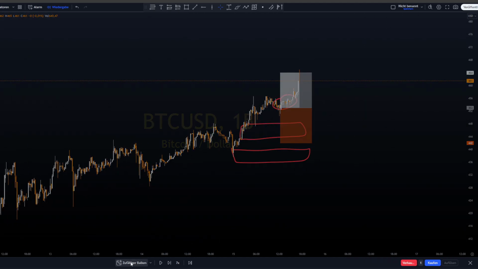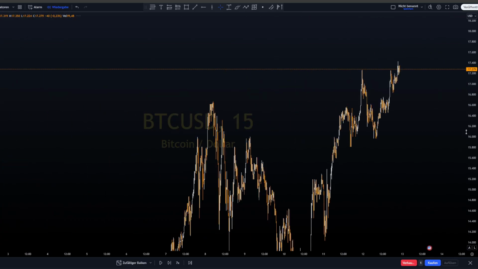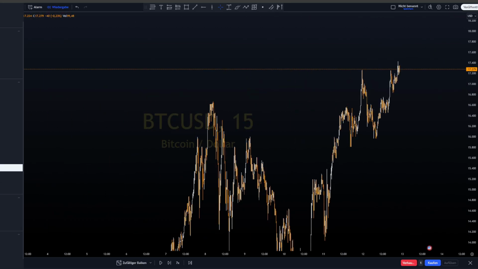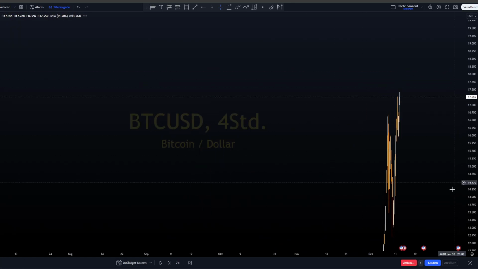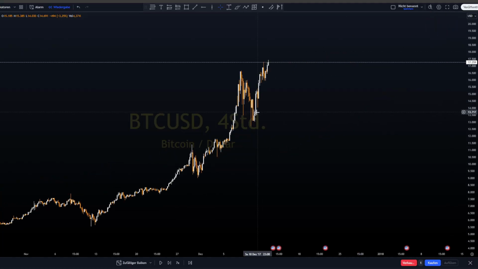Let's do one more example. Let's generate one more chart. Oh wait, that's a 50-minute. Let's go back to the higher time frame. Let's say 4 hours. Okay. It also looks nearly the same. It's like 5 years later, 4 years.